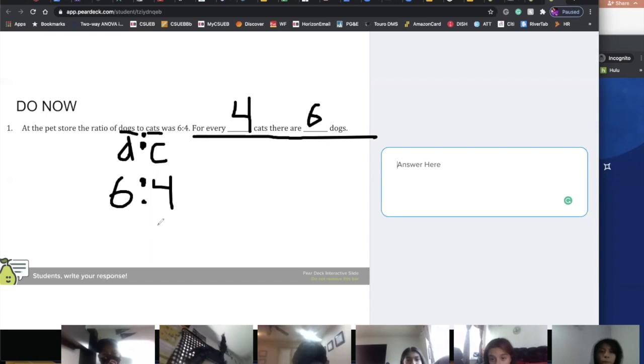Okay, so fix that in your Pear Deck if you haven't done so already. I'll give you about 20 seconds to fix this. Aquí está mal, porque siempre tienes que poner, así como está el número, dice 6-4, la orden siempre tiene que quedar 6-4.